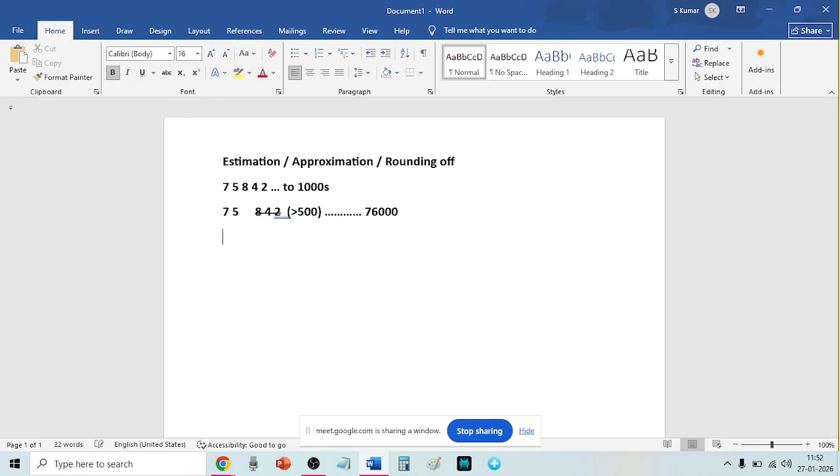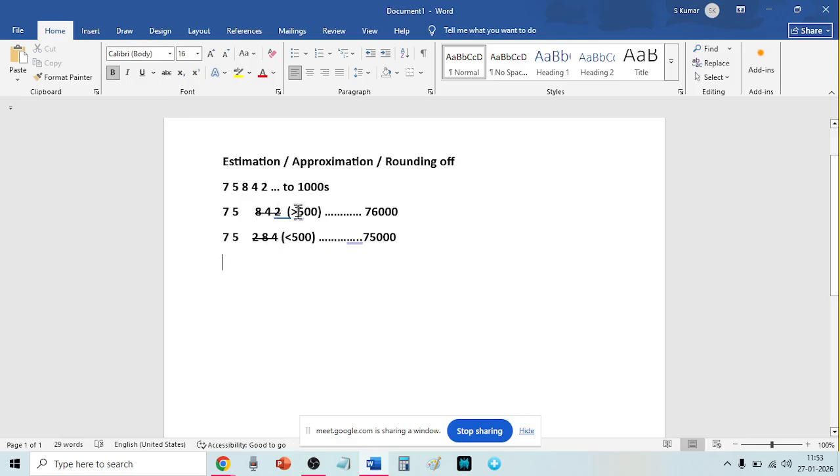And if it is 75284, then this 284, 200, less than 500. So no change. Keep it 75. Don't make it 76. Make it 75. And then of course the remaining 3 zeros. 3 zeros for 3 digits. 284 we are not taking. So for 3 digits, 3 zeros.